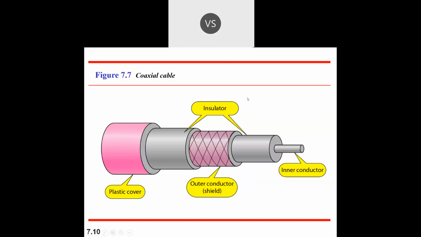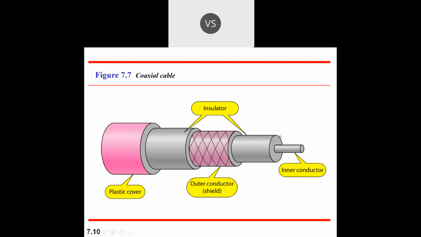Next type of cable is the coaxial cable. Coaxial cable has several layers. You can see such a cable at your home when you have a DTH set top box connection. If you look at the back side of your set top box, there is a cable known as a coaxial cable, and this coaxial cable is connected with your parabolic satellite antenna.